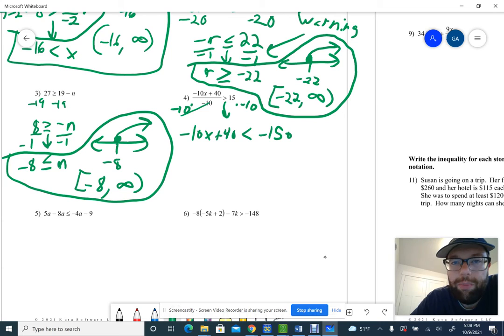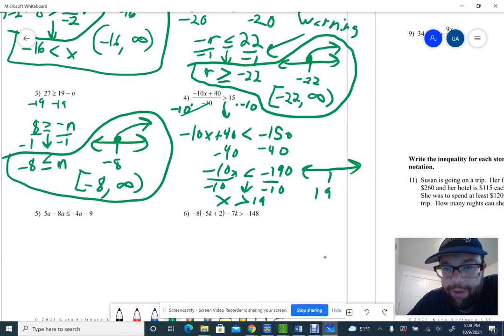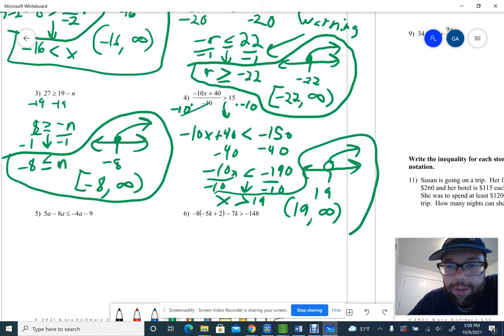And then it's a two-step. You'd minus the 40 next, which gives you negative 10x is less than negative 190. And then you divide by negative 10. And warning, going to flip again. X is now greater than positive 19. So on my graph, at 19, I would have an open circle, and it's going to the right. So 19 to infinity with a parenthesis on both would be your answer.